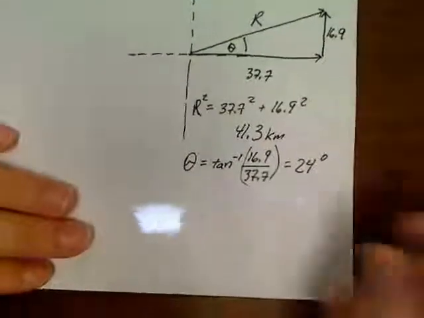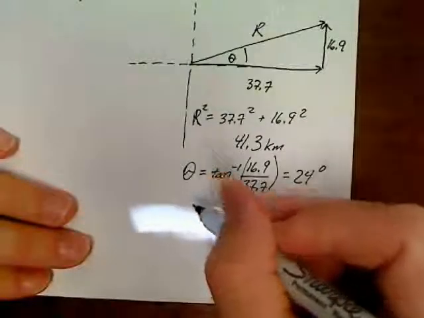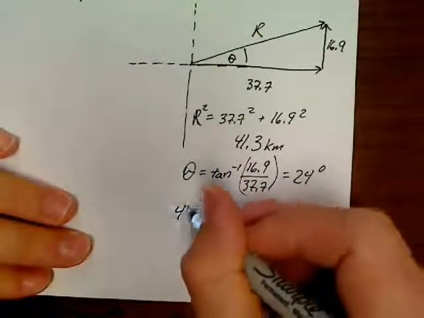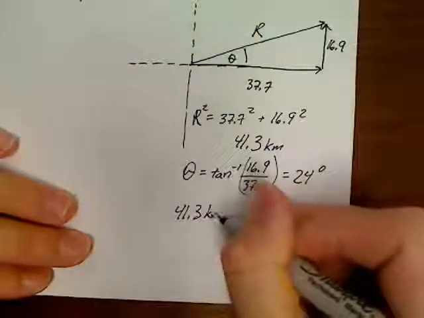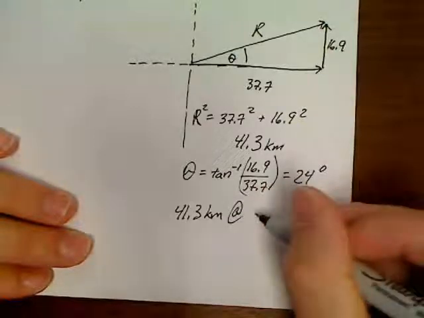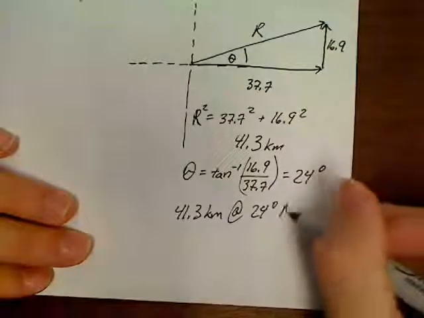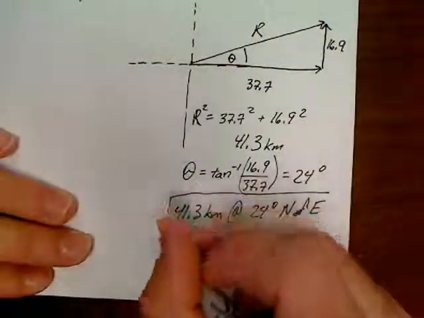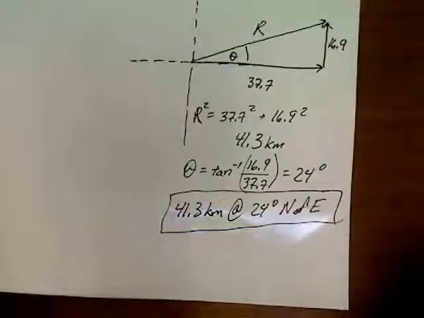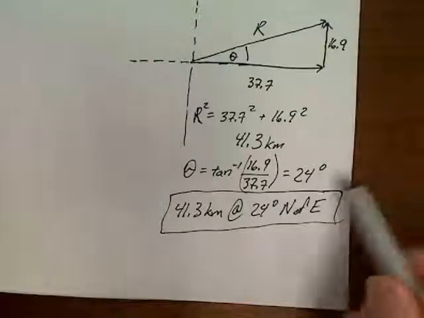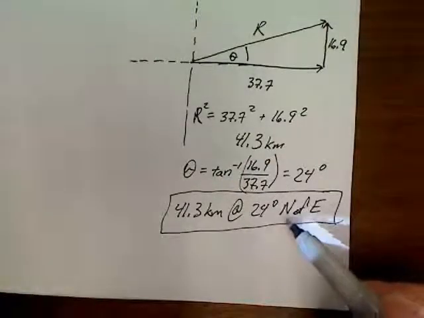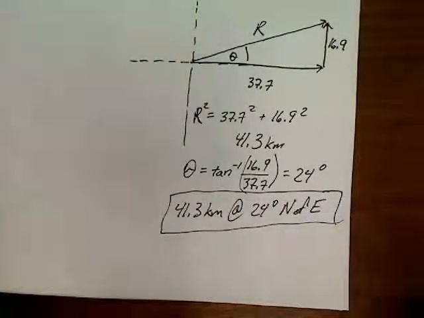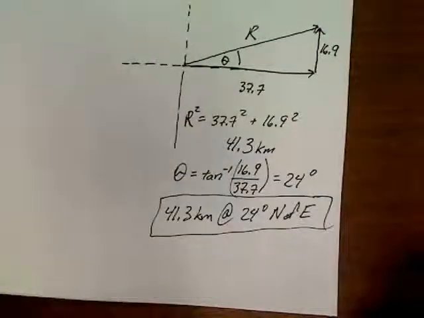So the final answer would be to say we've got a 41.3 kilometer displacement at 24 degrees north of an east line. Or you could also write a positive y off of a positive x axis. You'll see it written in different books in different ways, but anyway, hopefully this kind of gets you a start.